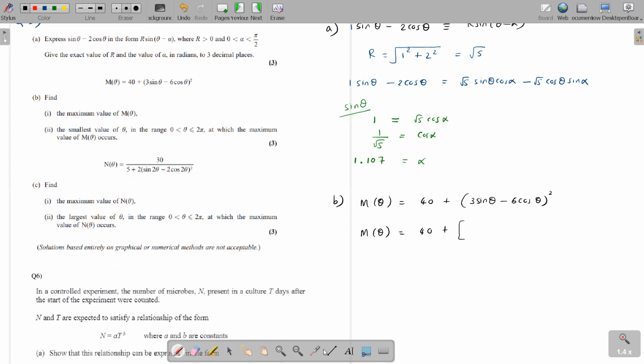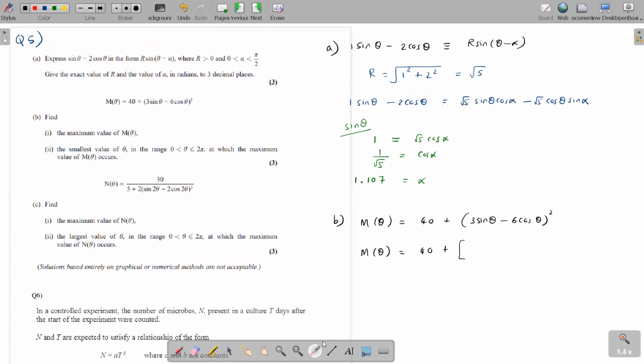3 sine theta minus 6 cos theta, wait, this is not quite the same thing, right? We have sine theta minus 2 cos theta. Here they have 3 sine theta minus 6 cos theta, isn't it? So that means you can take a 3 out here. Are you guys with me? Yes, teacher.